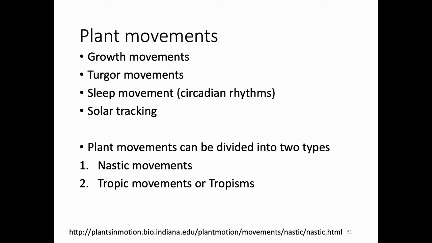Solar tracking and plant movement can be divided into two types. Nastic movement is the movement where the direction of the movement is not determined by the signal. On the other hand, the second type, tropic movement or tropism, is the movement of plants where the direction of the movement is determined by the signal.